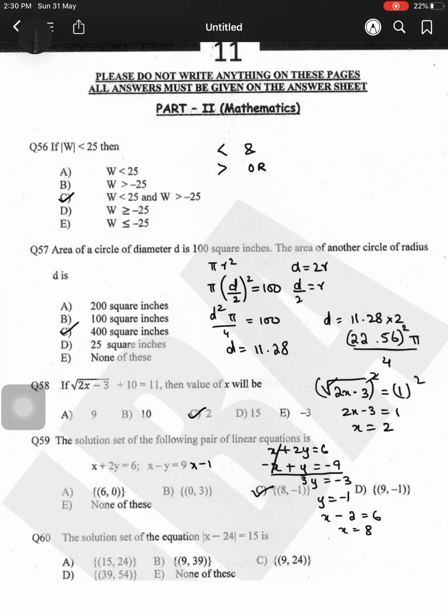This next question, we're going to do it in two ways. X minus 24 is equals to 15, which is x is equals to 39, and minus x plus 24 is equals to 15, which is going to come out as x is equals to 9, which is B.